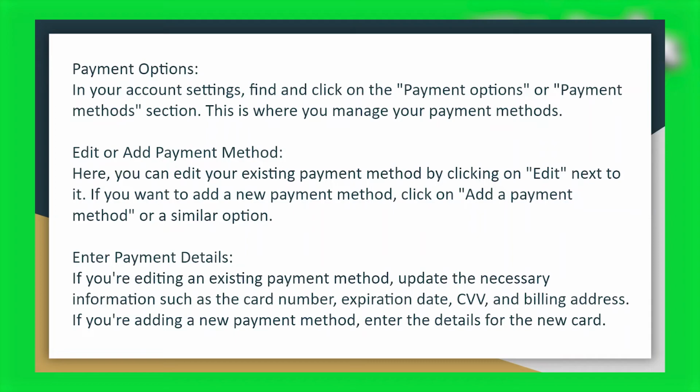In your account settings, find and click on the Payment Options or Payment Methods section. This is where you manage your payment methods. Here, you can edit your existing payment method by clicking on Edit next to it. If you want to add a new payment method, click on Add a new payment method or a similar option. If you are editing an existing payment method, update the necessary information such as the card number, expiration date, CVV, and billing address. If you are adding a new payment method, enter the details for the new card.